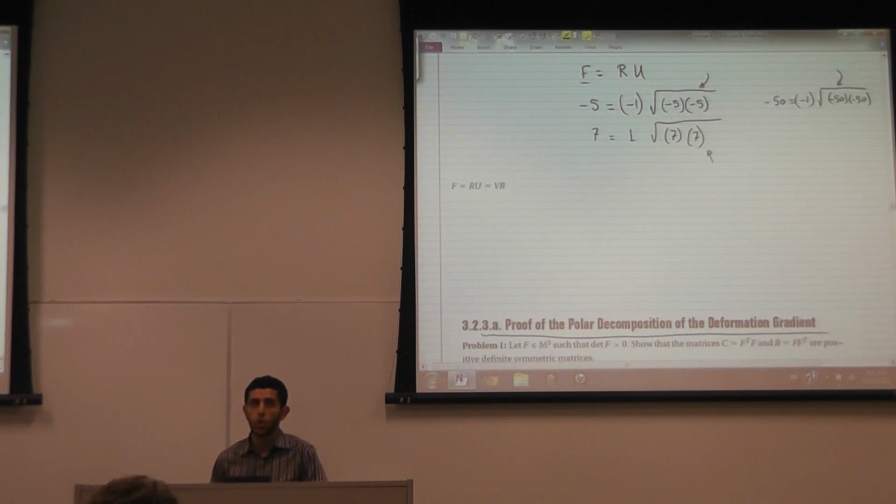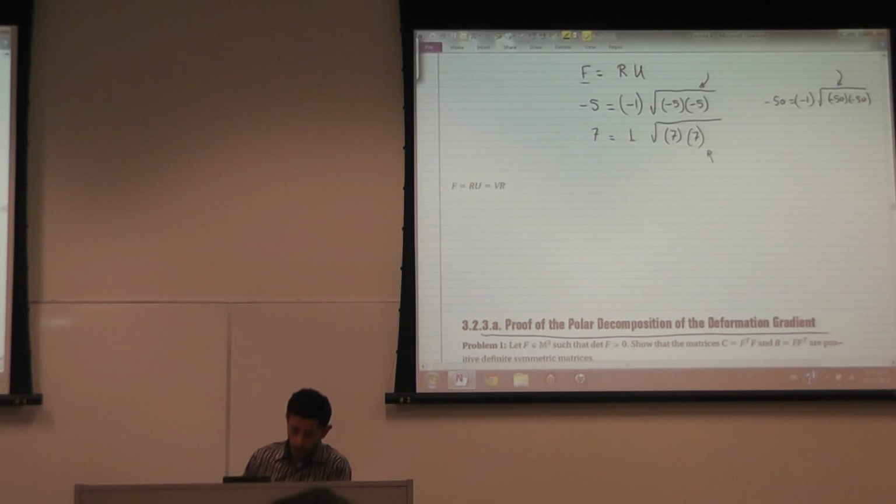So what we are going to show now is that any matrix F such that the determinant of F is greater than 0, because we already put that restriction on F, so the determinant of F has to be greater than 0. Now we are going to show that F can be written as a rotation matrix multiplied by the square root of F squared.